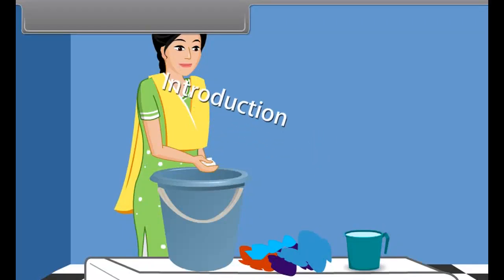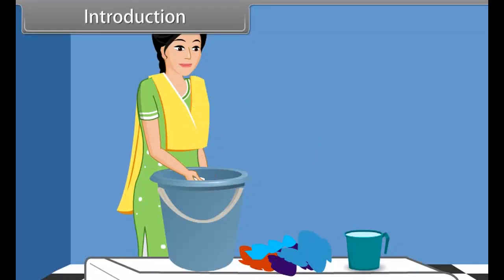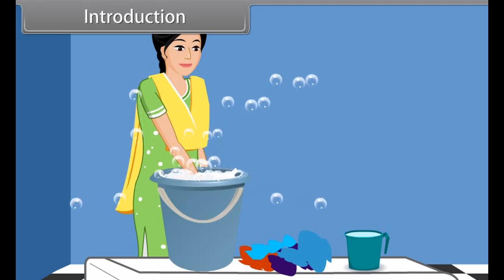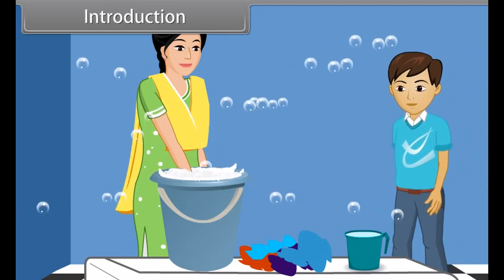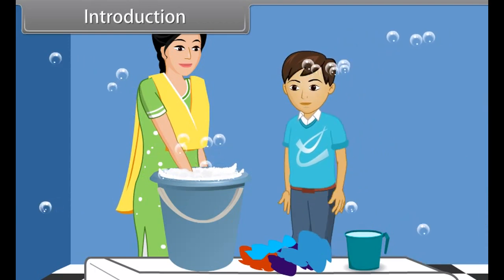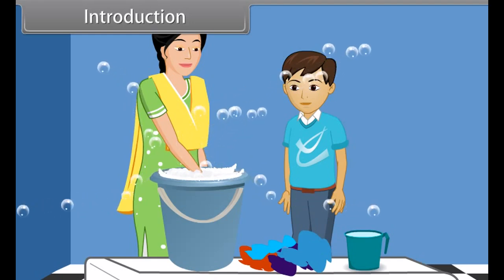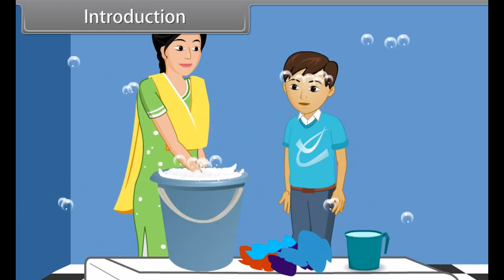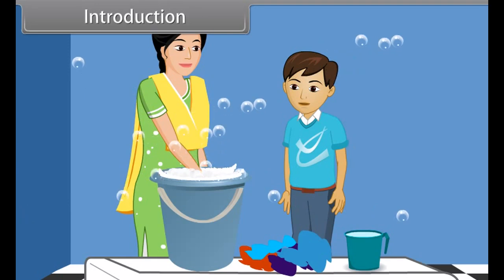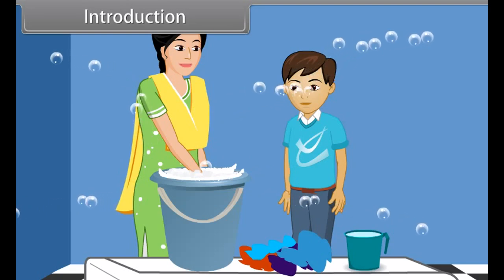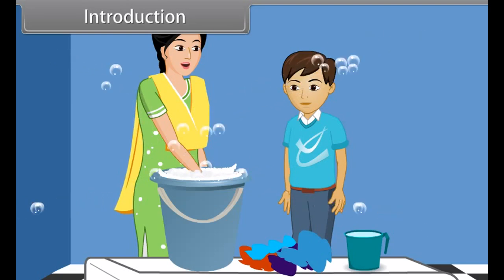Introduction. Ravi's mother is pouring detergent powder into the water bucket and shaking it well by hand. Due to this, a lot of soap bubbles are produced and are coming out of the bucket. Ravi, watching this curiously, asked his mother why soap bubbles are stable while water bubbles are not. His mother replied that it happened due to surface tension.